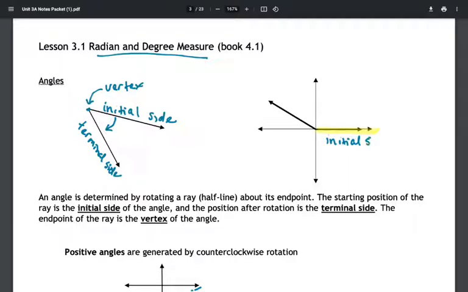And what you're doing is you're kind of looking at it like on an x and y axis, like on a coordinate grid. So where the x-axis is positive, that's where our initial side will always start. Your vertex will always be at the origin. That's the vertex. And then we're going to rotate that initial side to get to the terminal side. So if I rotate it this way, that would be our terminal side.